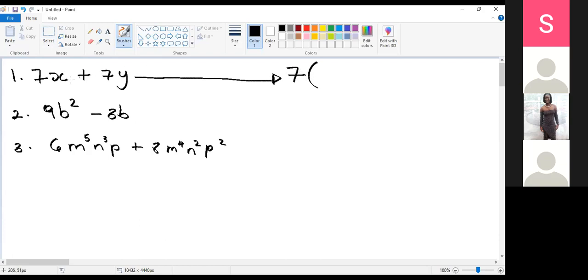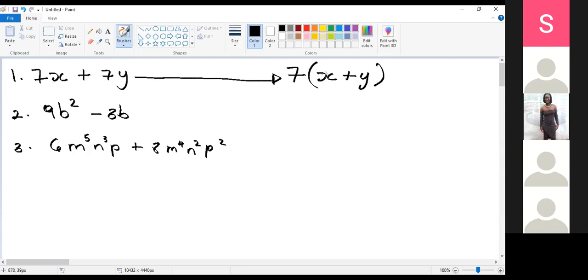So I will say 7 into 7x goes, actually asking, so you're going to have to answer me. 7 into 7x, x. Yes, x, all right? And 7 into 7y leaves plus y, positive y. Good. So this is our answer. This is number one: 7 bracket x plus y.